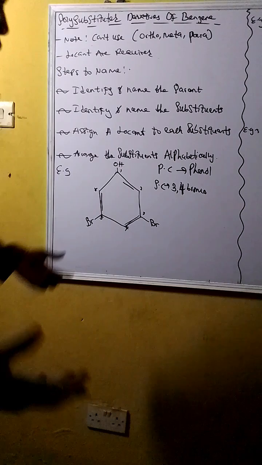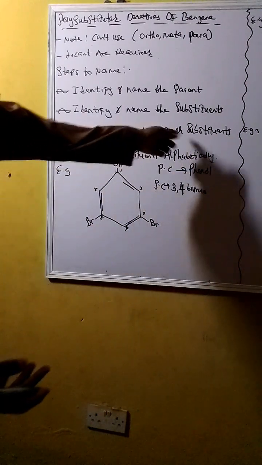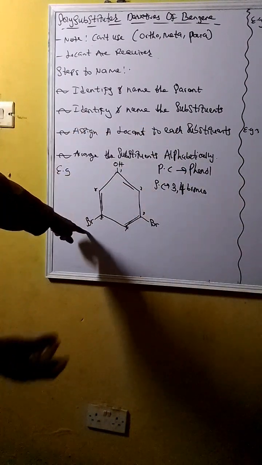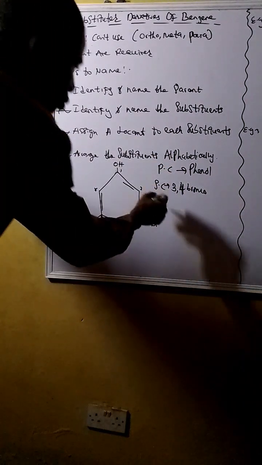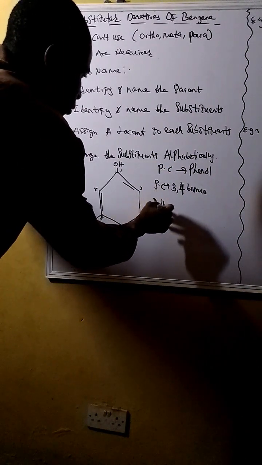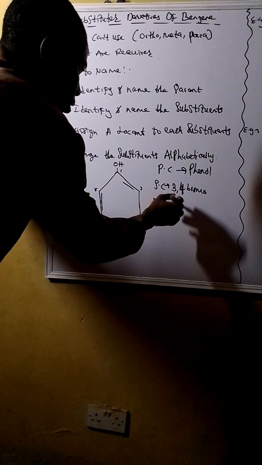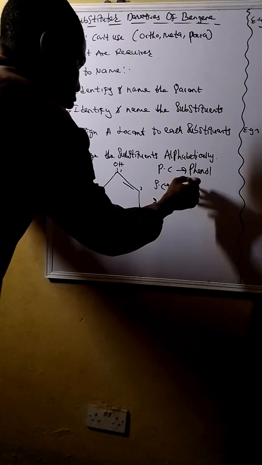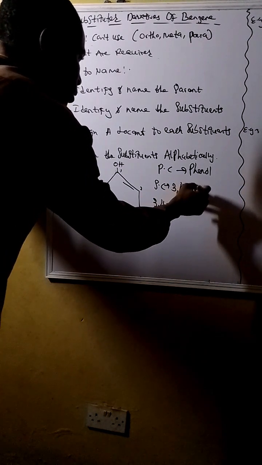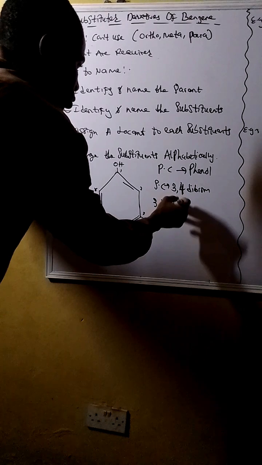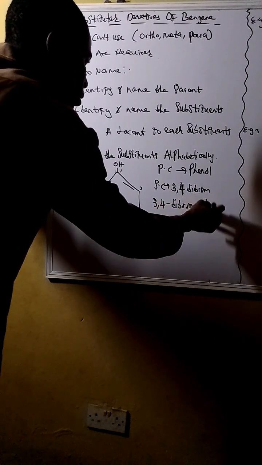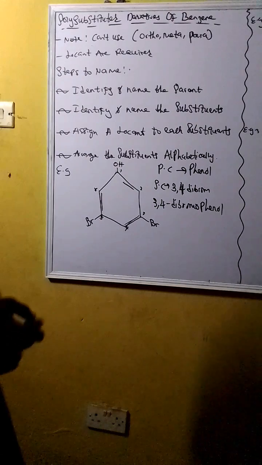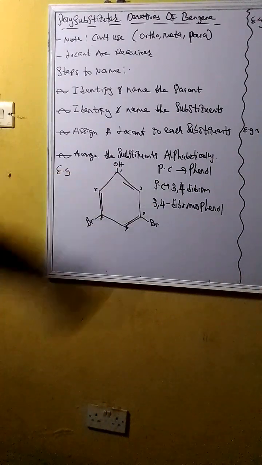Dibromo. So when you combine, you assign the locant to each substituent. You have assigned the locants, as you can see, the number values, then you arrange the substituents alphabetically. So this now gives us what we call 3,4-dibromo, not bromo. Dibromo. So you have 2-bromo, then what? Phenol. So that is 3,4-dibromophenol.